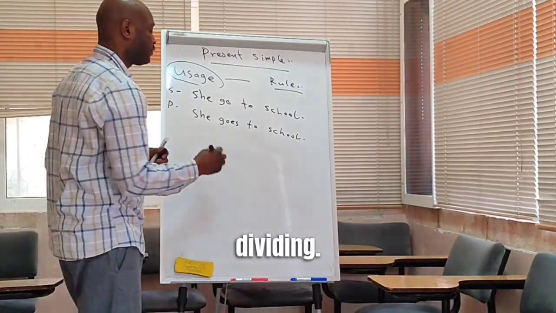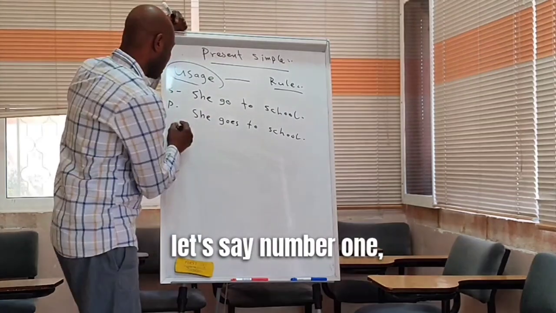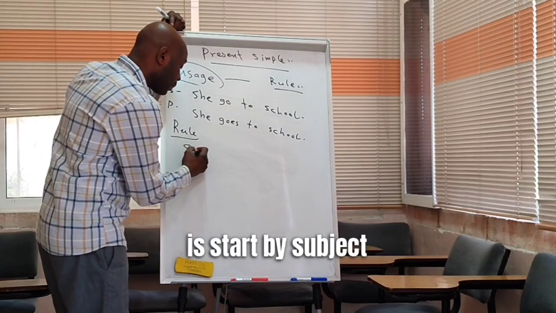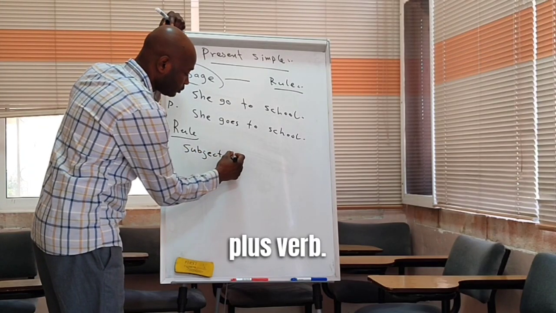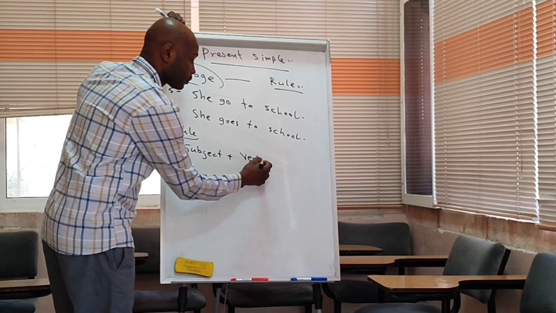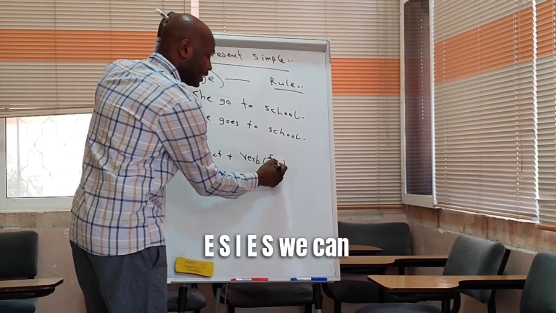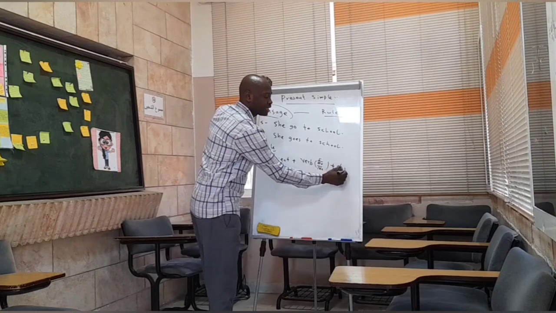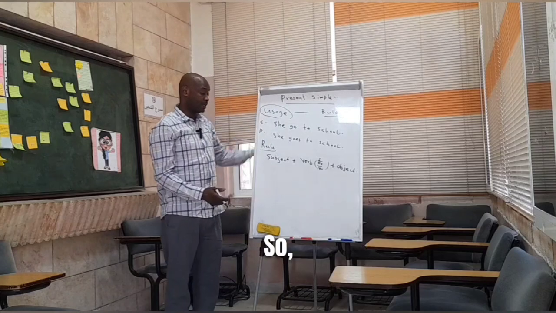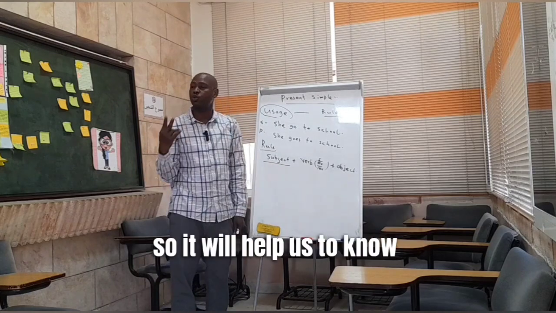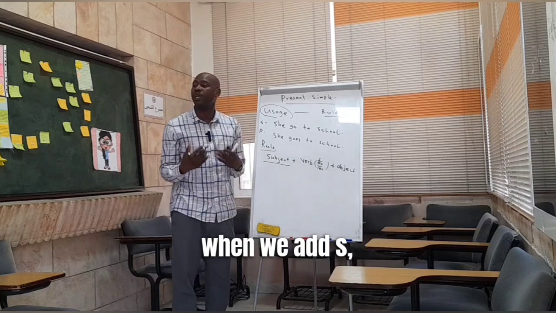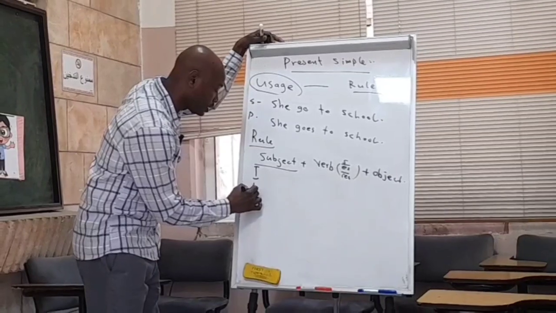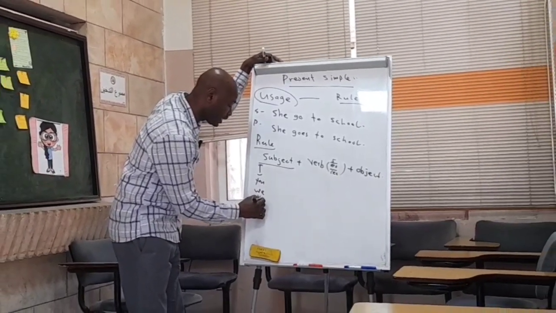First of all, we'll start by setting the rules. Number 1, the rule of present simple starts with the subject plus verb. These optional things, s, es, and ies, we can add as an option. Then the object, if it is necessary. So let us divide the subject into two, so it will help us know when we add s, es, or ies. Number 1: I, you, we, they.